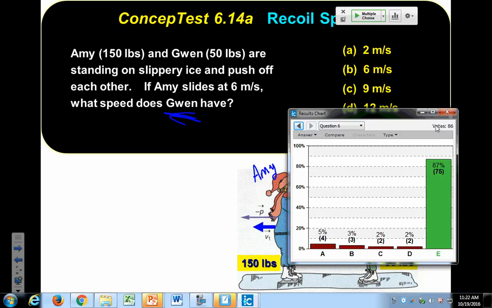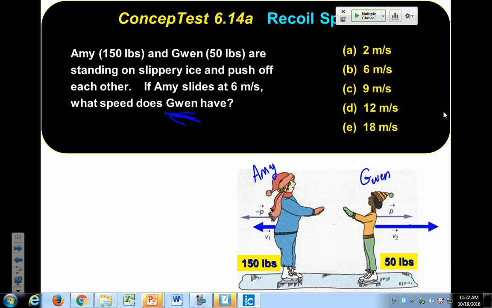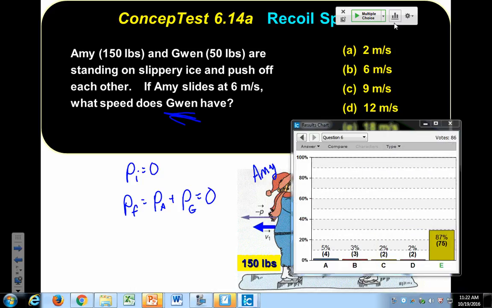Okay, good. E is right. This is a lot like the railroad car problem. I start out with an initial momentum equal to 0. And then in the final state, my final momentum will be the momentum of Amy plus the momentum of Gwen. One of them has to be negative, but they have to be equal but opposite because the total is also equal to 0. If Amy slides at 6 meters per second, she has 3 times the mass of Gwen. That means that Gwen is going to go faster by a factor of 3. So this was 6, she's going to be going at 18. Is that what y'all put? Yeah, E is the right answer.